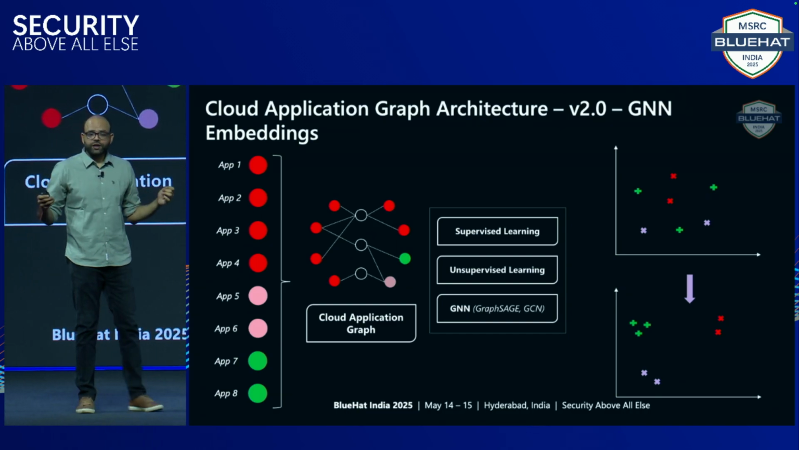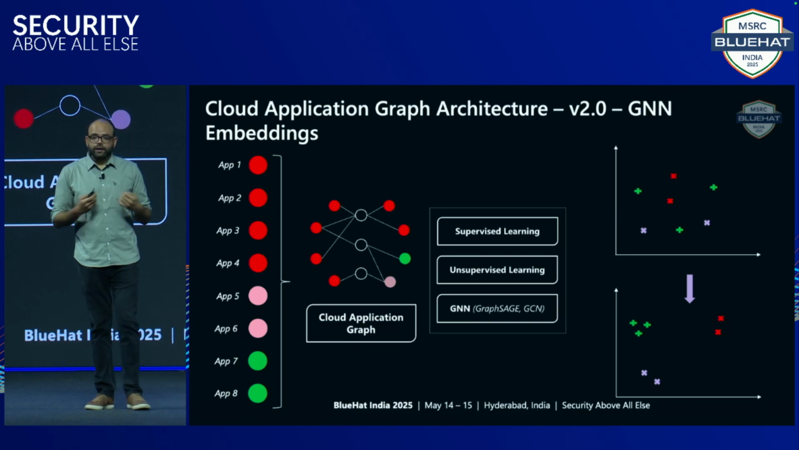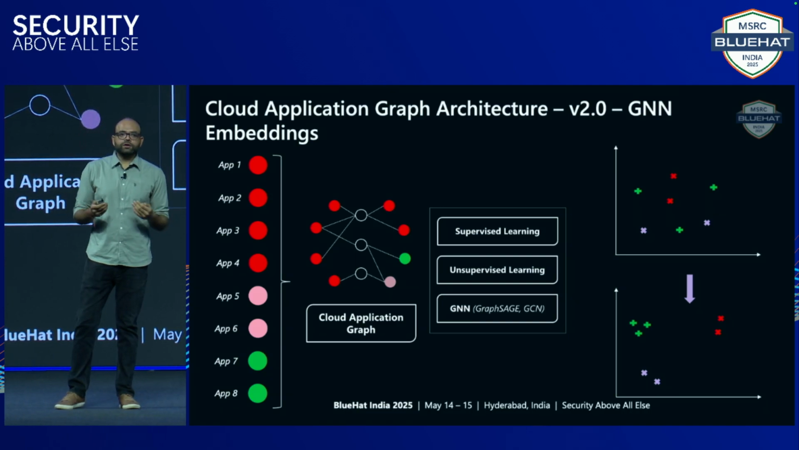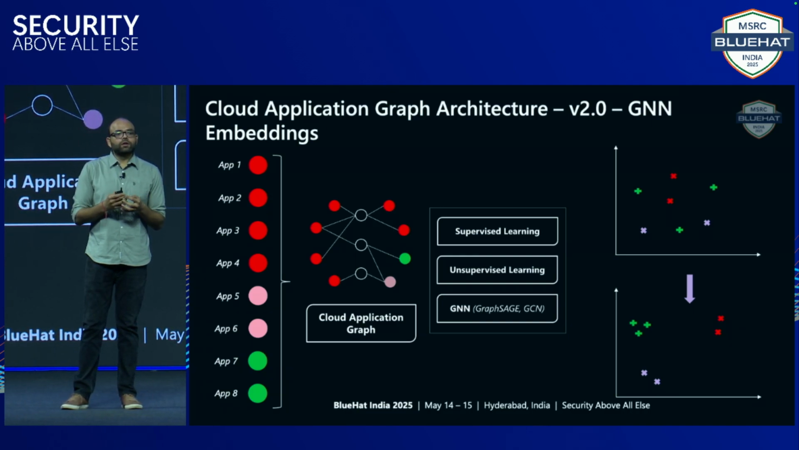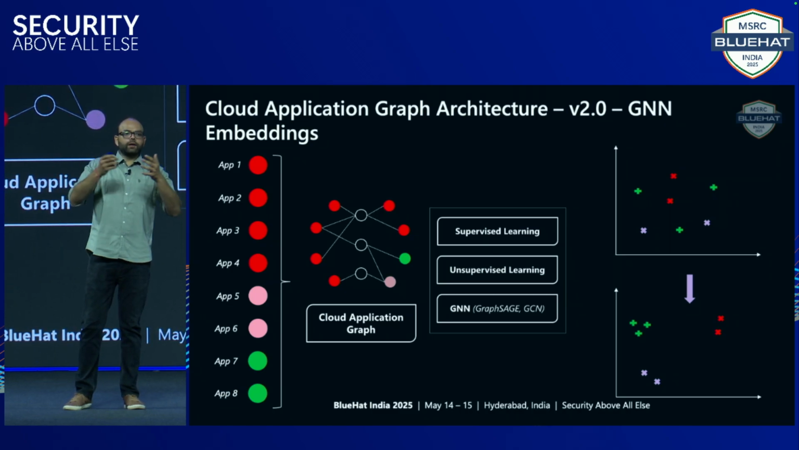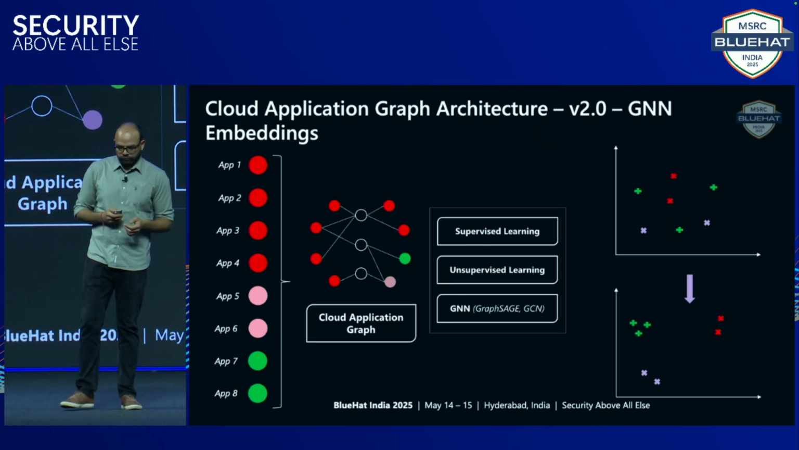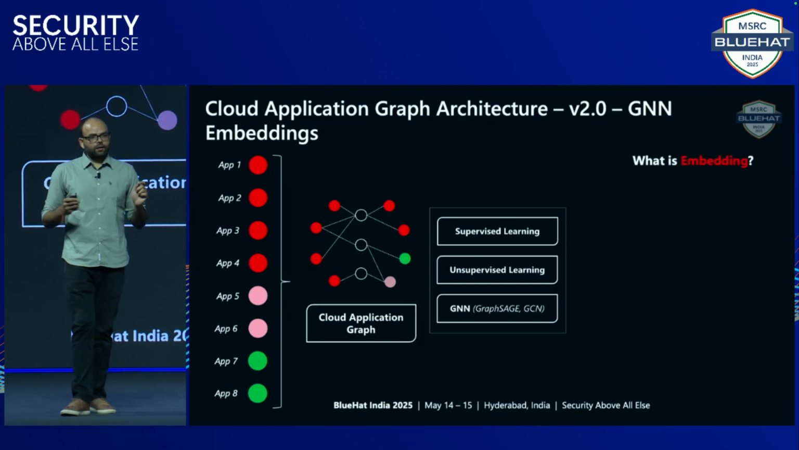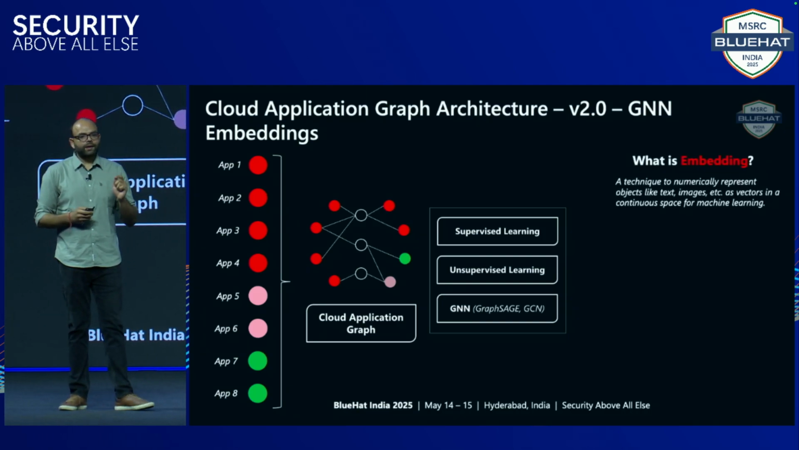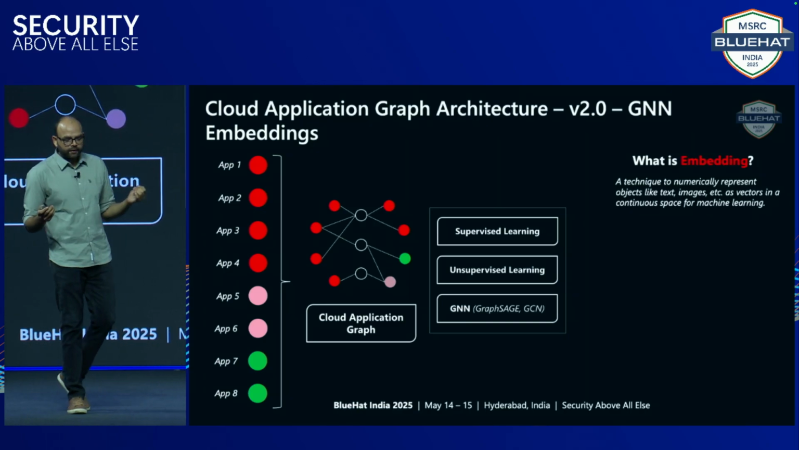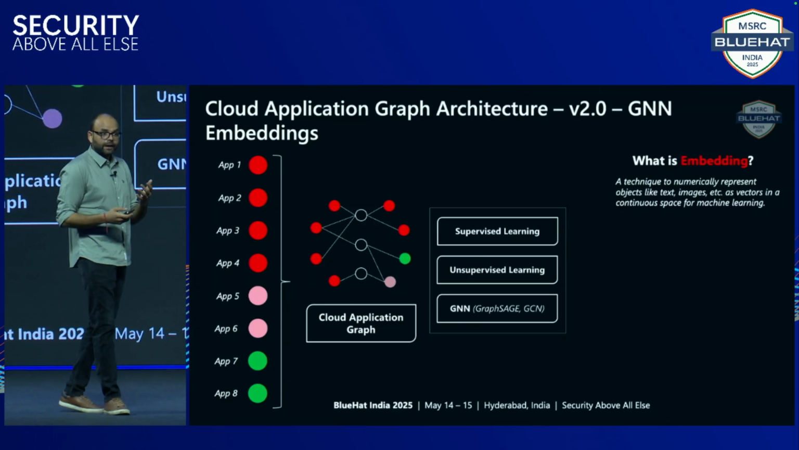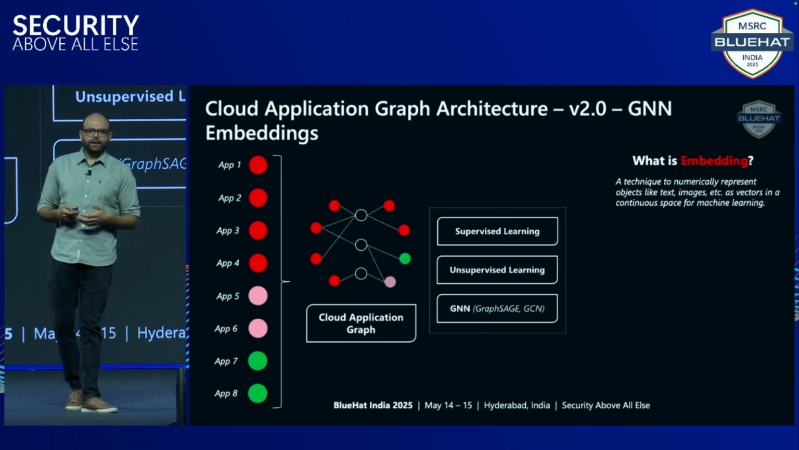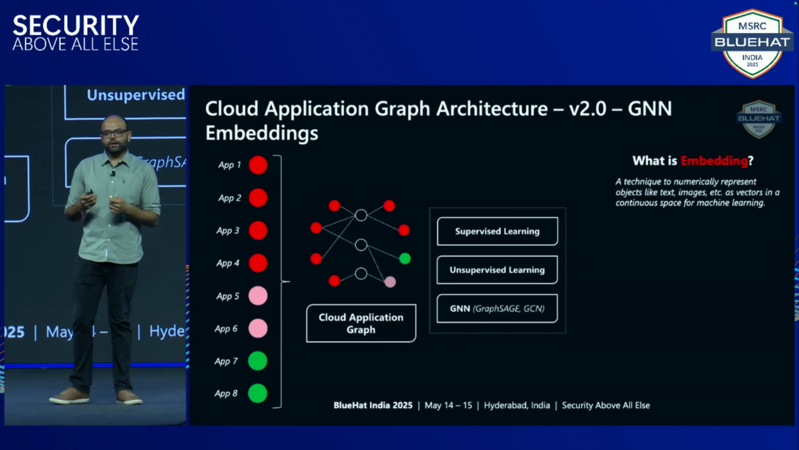Even if they do not share a direct connection, their neighborhood and their attributes are similar. So the GNN would consider them as similar nodes or similar applications, and you can bring them closer in the embedding space. So what are embeddings? They are nothing but a way to numerically represent a non-numeric entity, which could be text, image, or in this case, application. They are non-numeric entities, but you can numerically represent them.